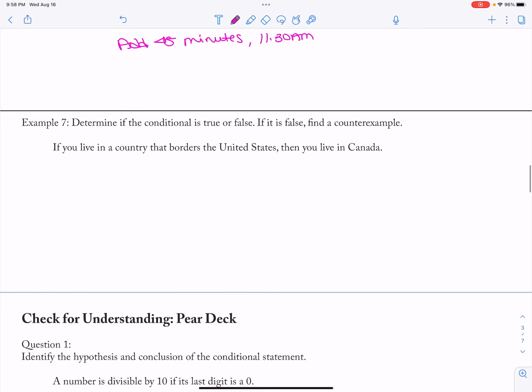Okay. Determine if the conditional is true or false. If it's false, find a counterexample. If you live in a country that borders the United States, then you live in Canada. That is false because you could live in Mexico.